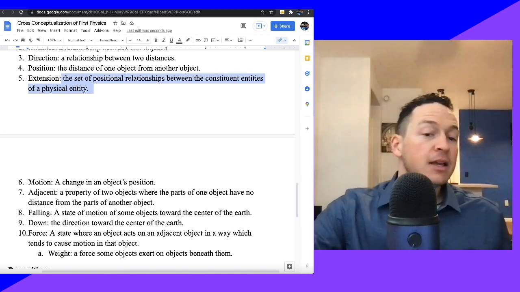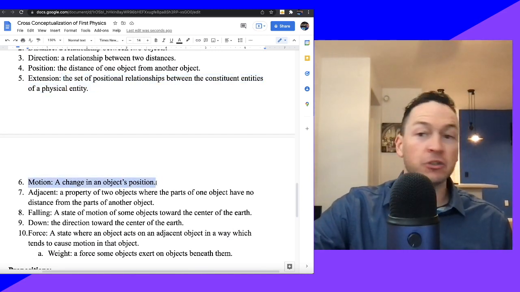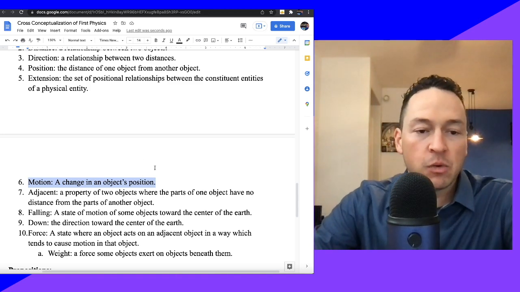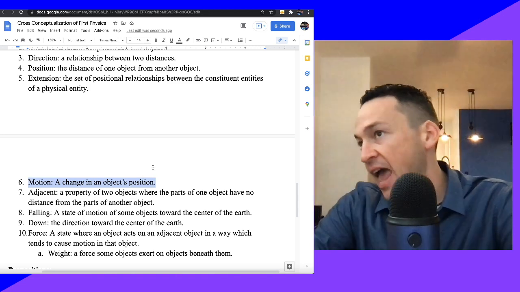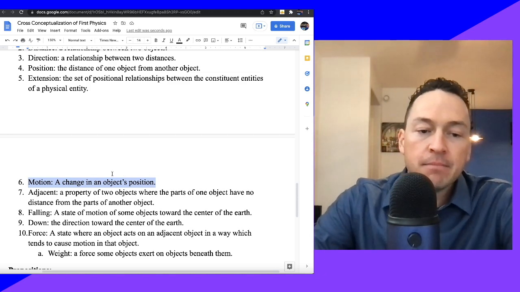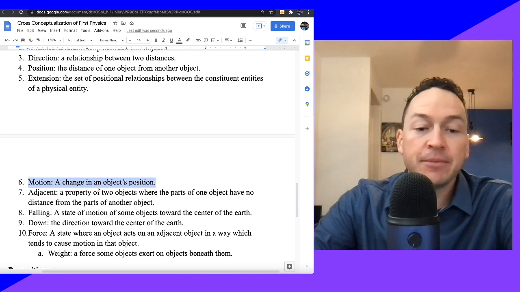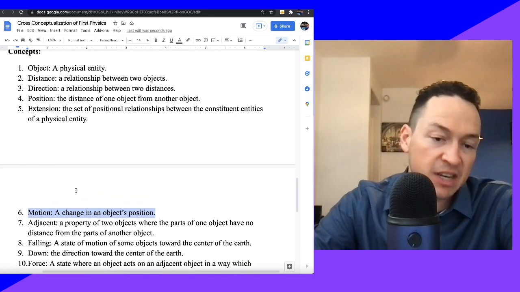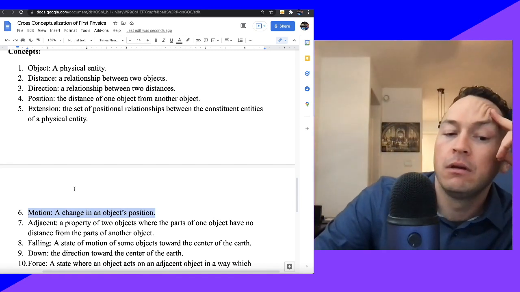Sometimes this will happen. Sometimes you need to take a break. You're not supposed to do this in one sitting, but I'm going to do it anyway. No, I mean, this exercise will probably end before I'm done with the exercise. Motion. It's a change in an object's position. Okay, well, a change in an object's position. Do we have anything to say about motion?